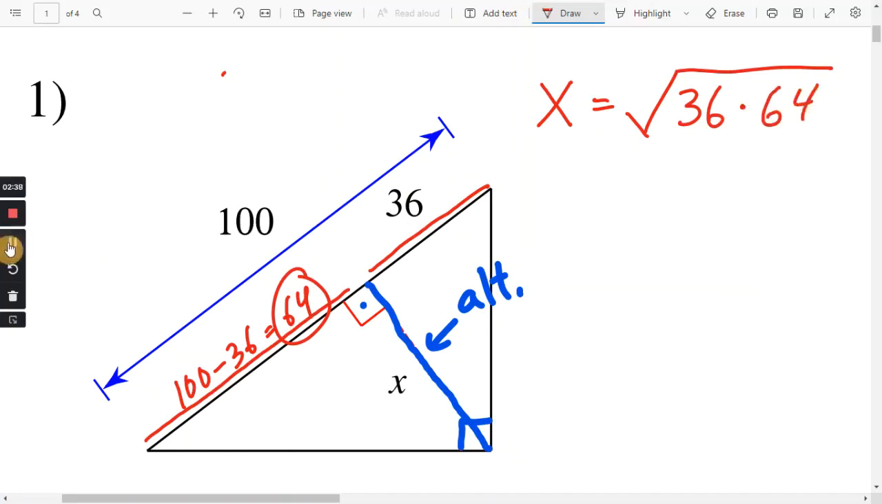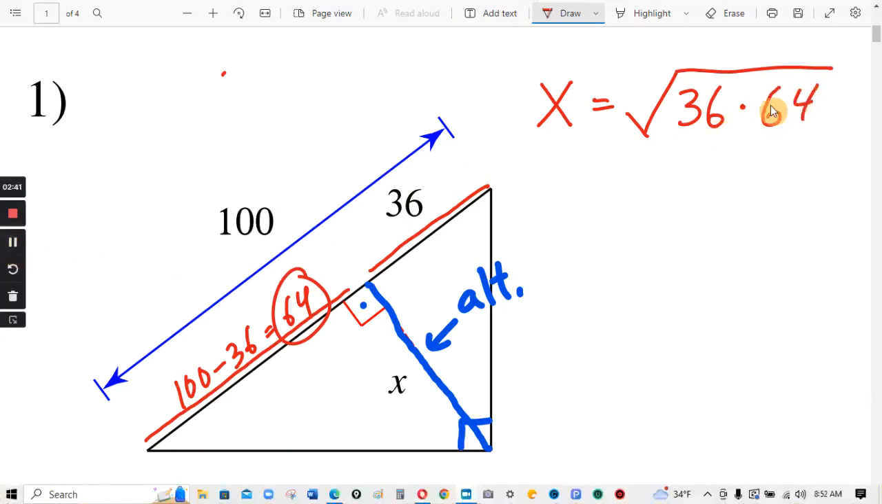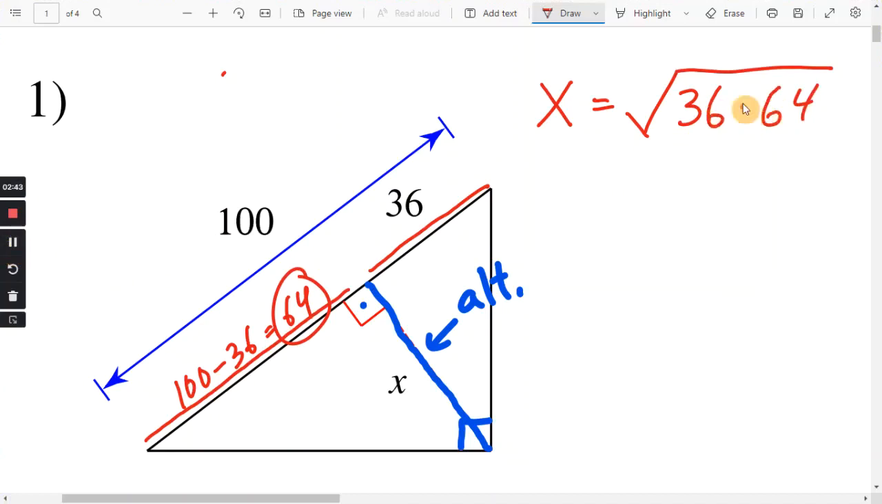All right, so from here it's pretty easy. These are multiplied, but you don't need to multiply them until you finish. Here, if you do the square root of 36, that's just 6, and the square root of 64 is just 8. 6 times 8 is 48.